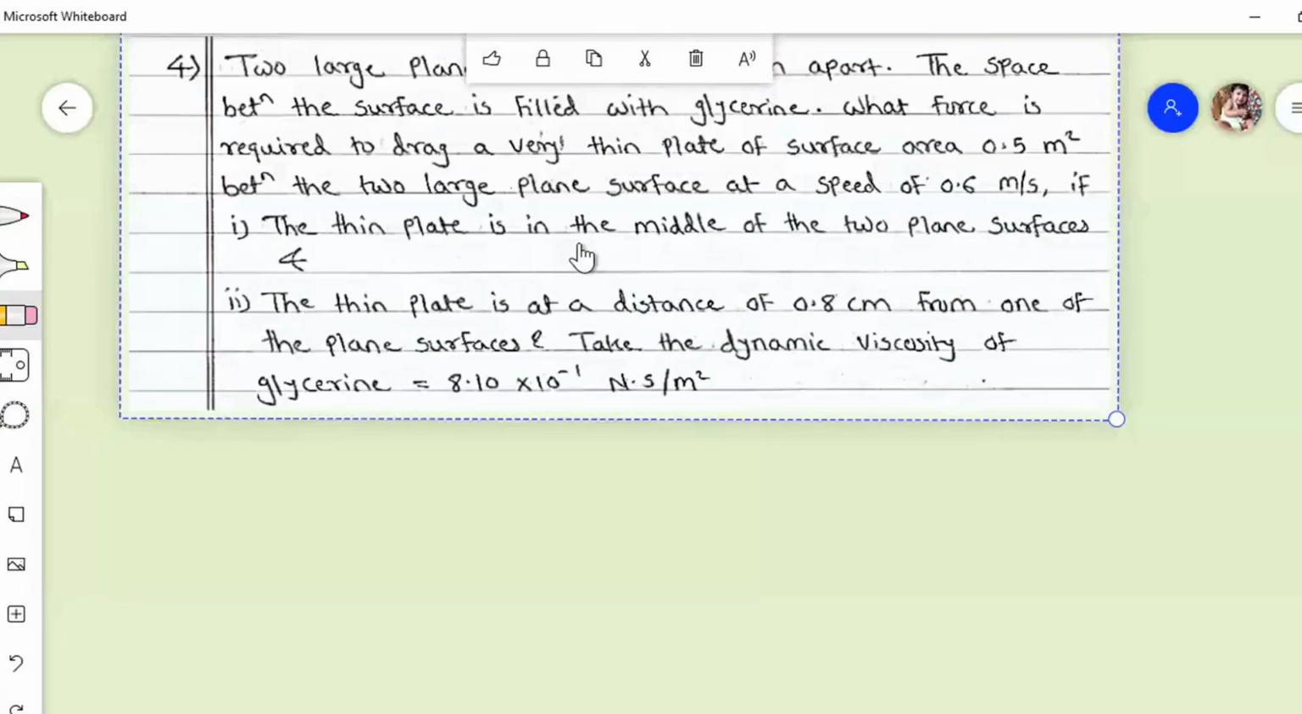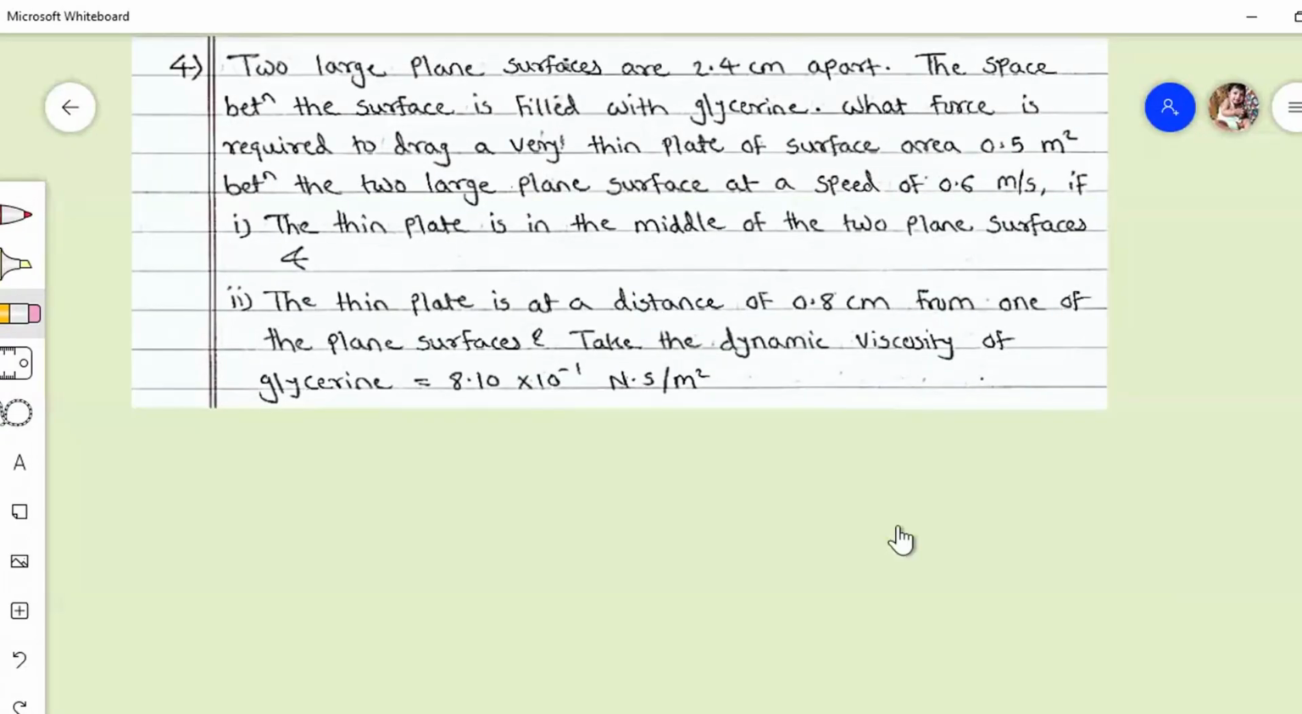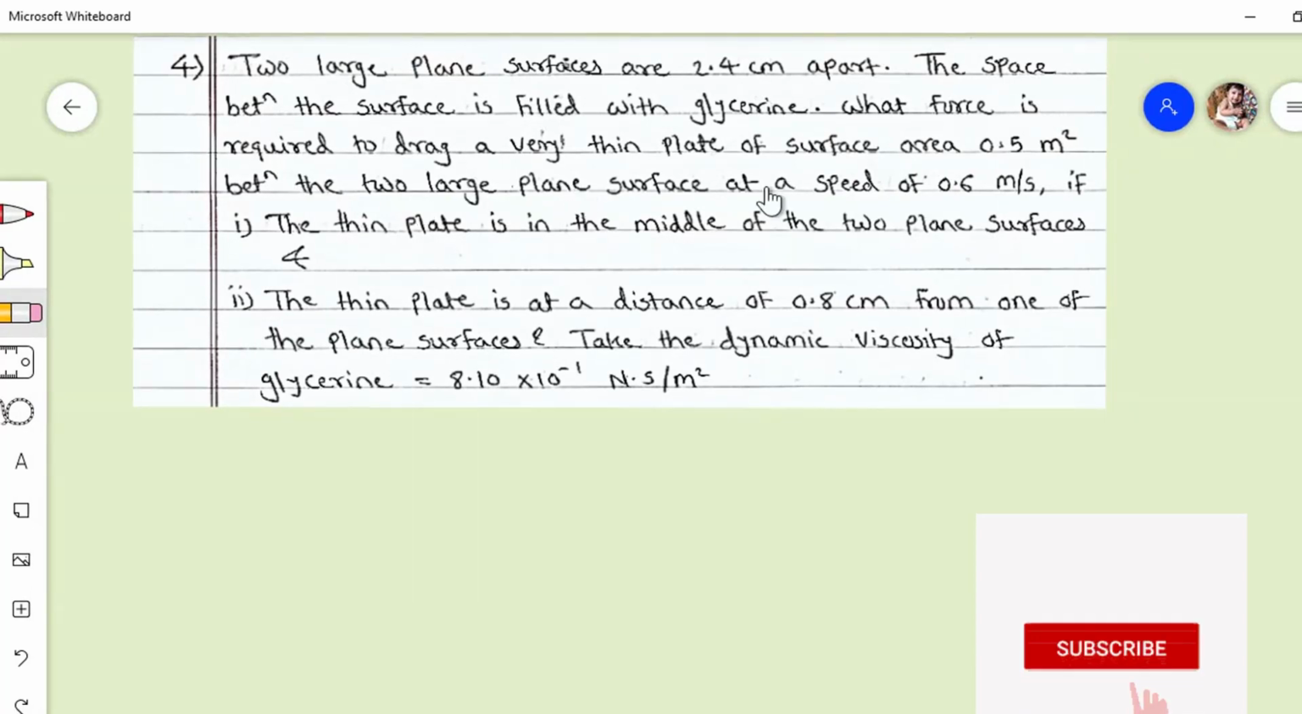So what is given in this fourth question? Two large plane surfaces are 2.4 centimeter apart. Okay, there are two large surfaces and the distance between that two surfaces is 2.4 centimeter apart. The space between the surface is filled with the glycerin. What force is required to drag a very thin plate of a surface area 0.5 meter square between the two large plane surface at a speed of 0.6 meter per second?